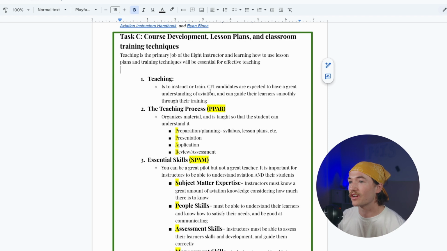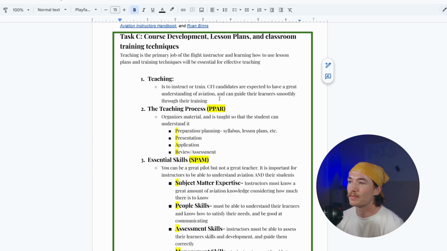But other than that, link in the description for these FOI PDFs, and let's hop right into Task C, get right to it. So Task C is going to go over course development, lesson plans, classroom training techniques. So as one would think, teaching is the primary job of the flight instructor, and learning how to use lesson plans and training techniques will be essential for effective teaching. Who would have thought? Teaching is to instruct or to train.